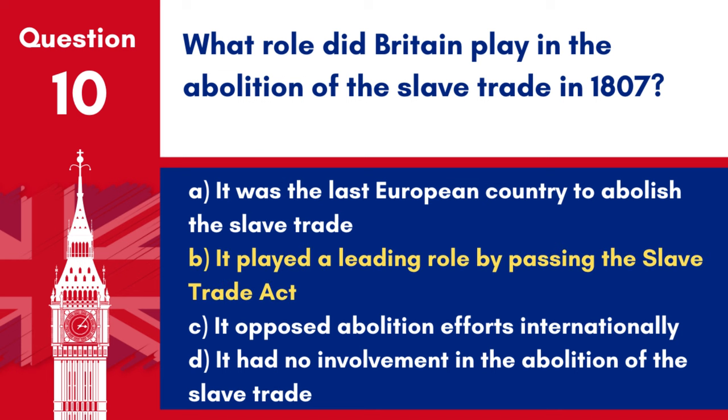Answer. B. It played a leading role by passing the Slave Trade Act. Britain was a key player in the abolition of the slave trade, with the Slave Trade Act of 1807 making it illegal to engage in the trade within the British Empire.